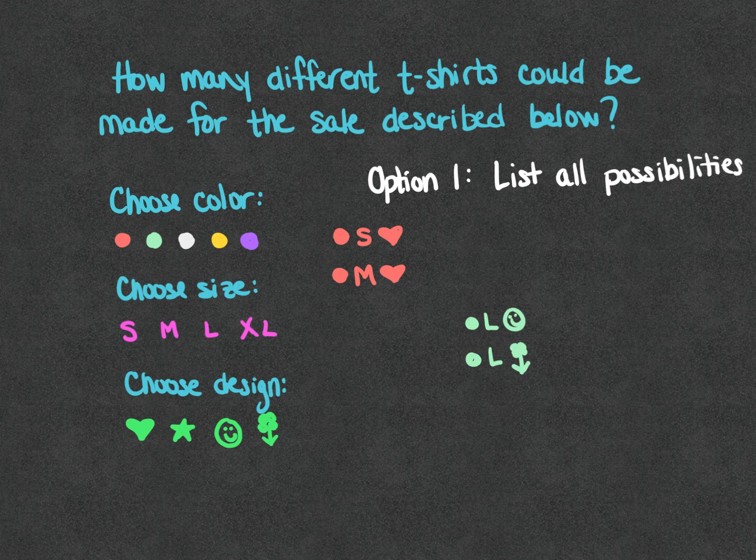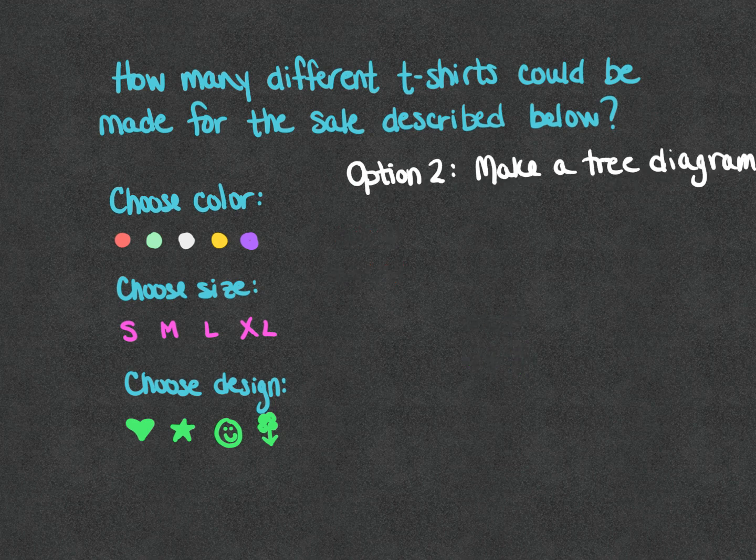But you could see what happens is that this would take a long time to do. And also it would be hard to keep track of whether or not you'd miss something. Listing all of the possibilities, again, is an option. It could be doable depending on how many different possibilities there are, but in most cases, it's not going to be convenient. So what else could we do to make sure that we are counting all of the different t-shirts that could be made? Well, another option is we could make a tree diagram.